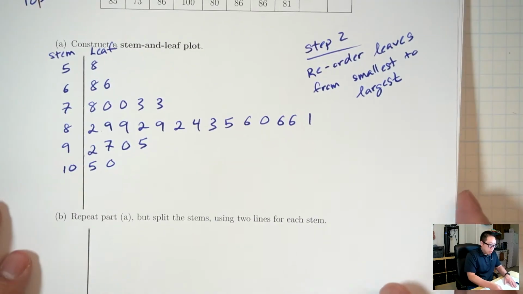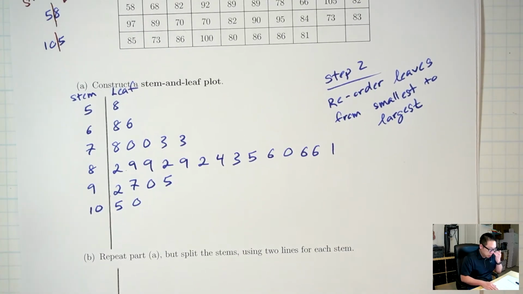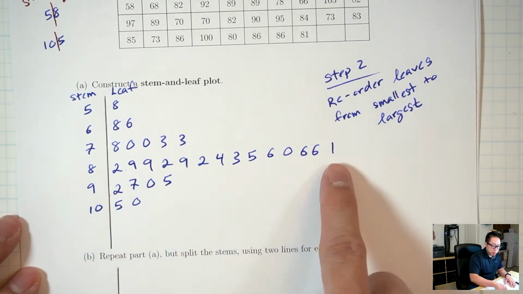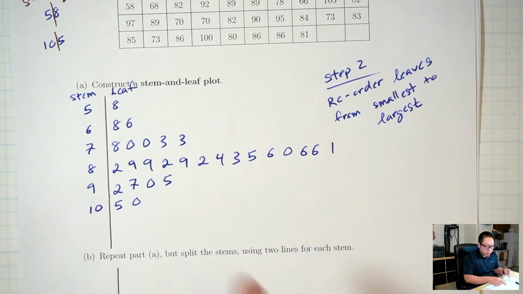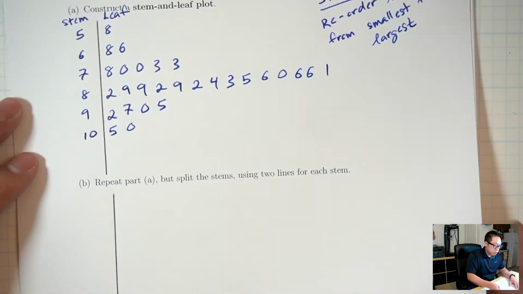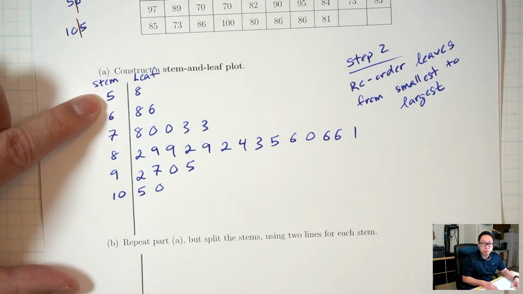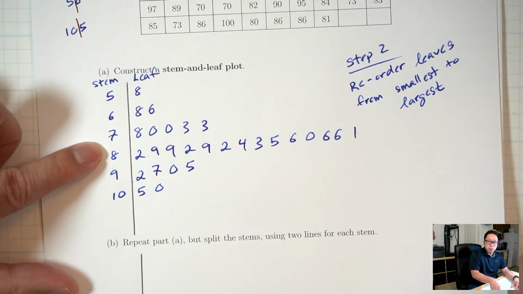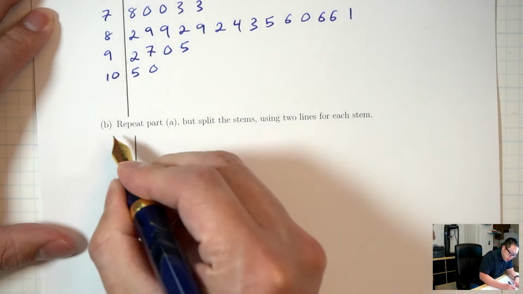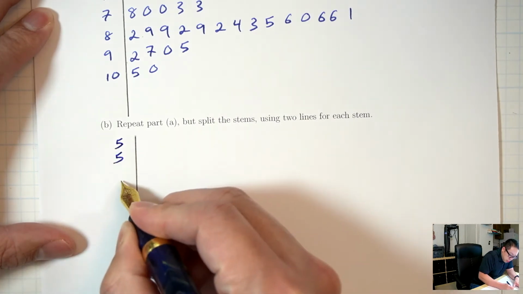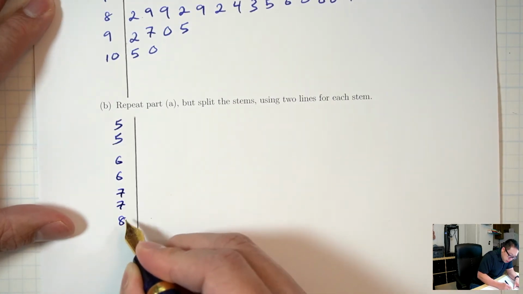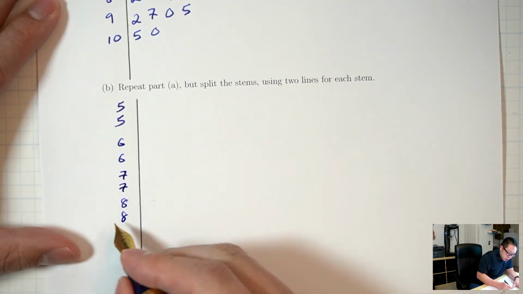Now, what we're doing in part B is, sometimes if we just use one stem for each number, you get these really tall bars. If you have these really tall bars, sometimes it helps the picture to, instead of having one 5, have two 5s, two 6s, two 7s, two 8s, two 9s, and two 10s.